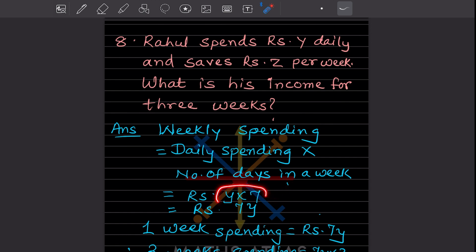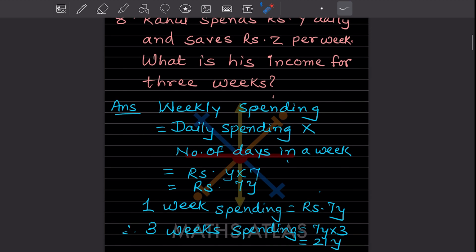So that is going to be 7y. Okay, so what did we get? We got the same thing written over here. 1 week spending is 7y. So what we want is 3 weeks spending, right? First, we'll think of the 3 weeks spending and then we'll think of the saving part. For 3 weeks, you are going to multiply this by 3. So that is going to be 21y. This is for the spending.